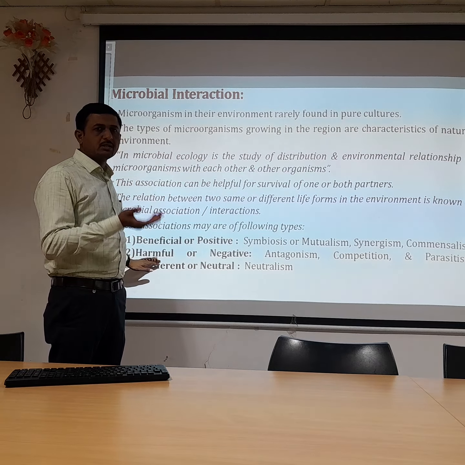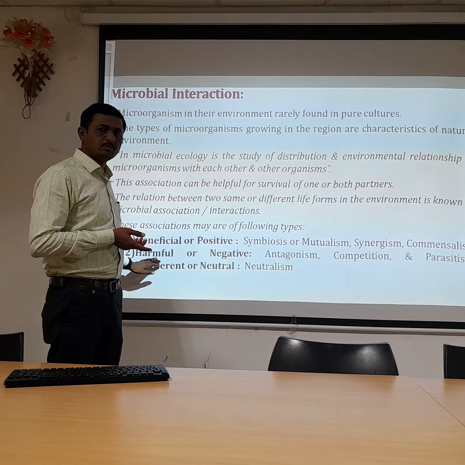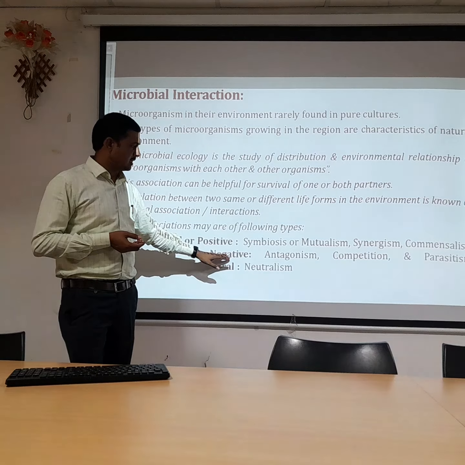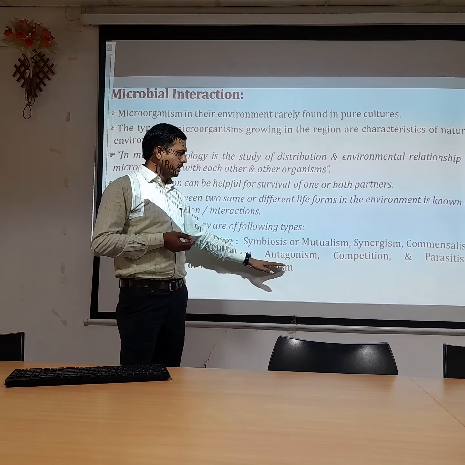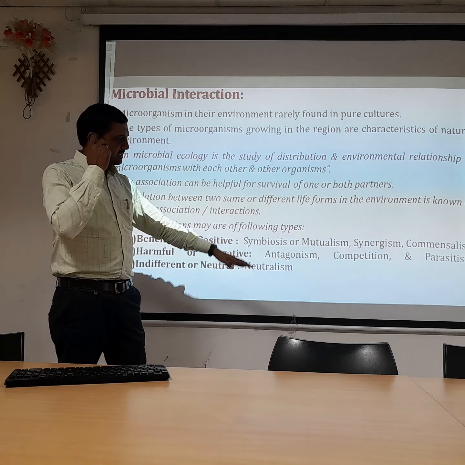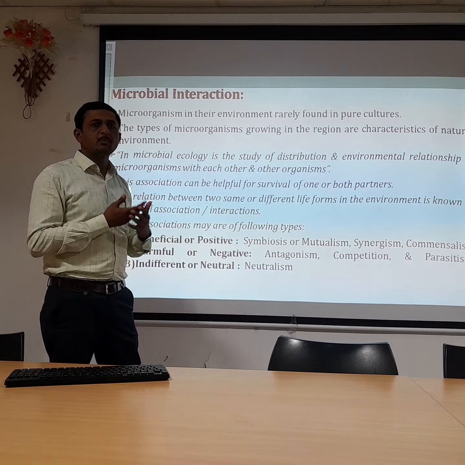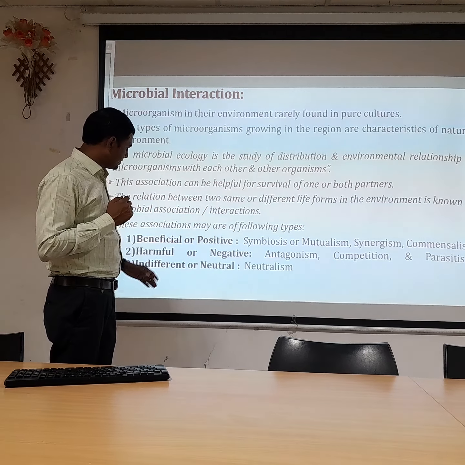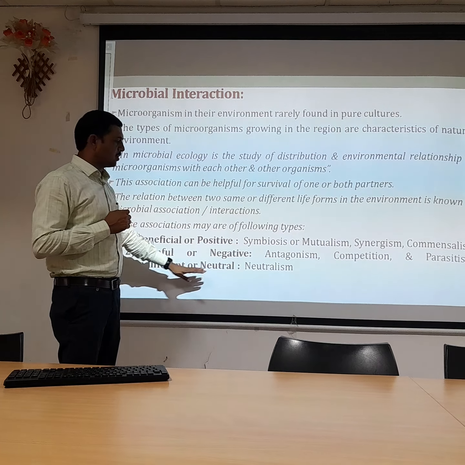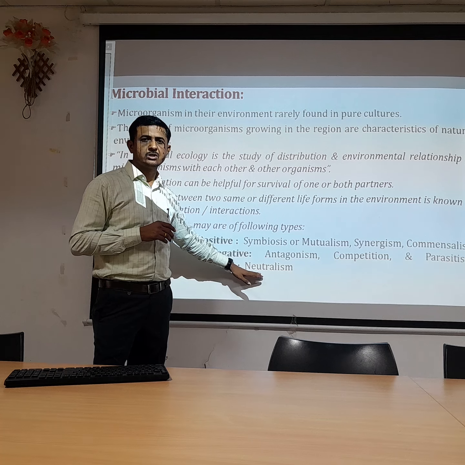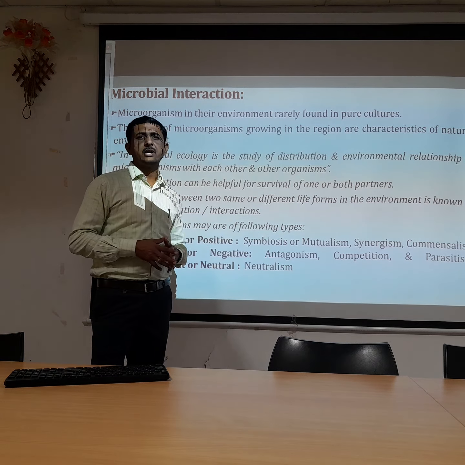Another type of association or interaction is the harmful or negative type of association. And what types are those? Antagonism, competition and parasitism. These are the other types of association normally found in the environment. They are harmful or negative types of association. And third is the indifferent or neutral type of association. And what is the example of neutral association? It is neutralism.